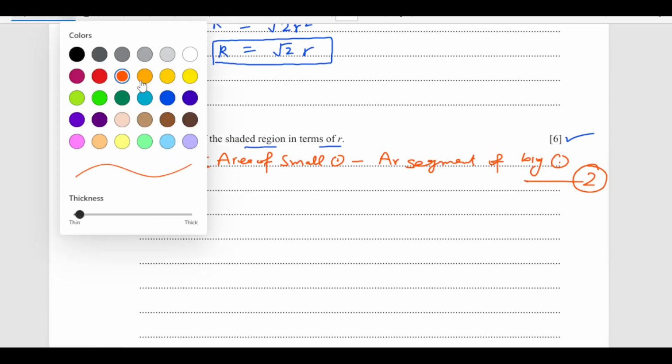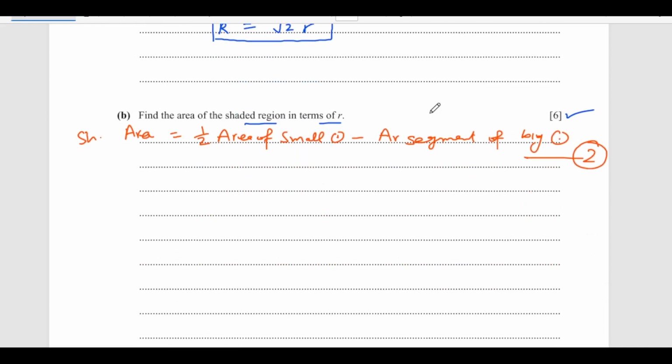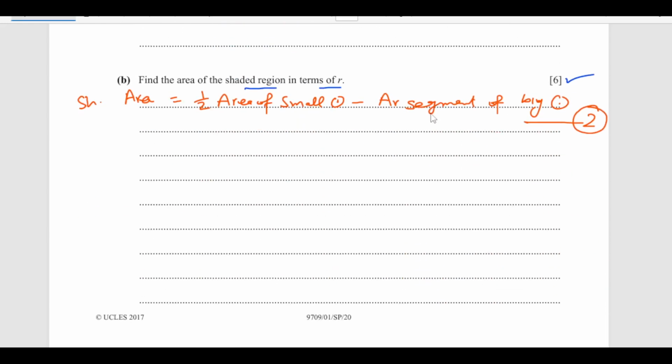So, area of the smaller circle. So, smaller circle is this one here. So, its radius is r. So, half of the area of the smaller circle. So, we will write down here, area of small circle is pi r squared, right. Half of this is going to be half pi r squared. So, let us say this is equation number 3, we are going to put this one. So, we got this one here, right.